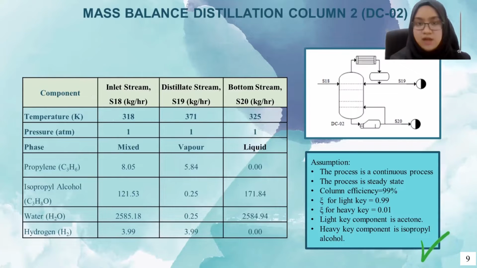For distillation column 2, the assumptions are similar, in which the process operates at continuous steady state with column efficiency of 99%. However, in distillation column 2, the light key component is acetone, meanwhile the heavy key component is isopropyl alcohol, with Xi for light key being 0.99 and Xi for heavy key being 0.01.